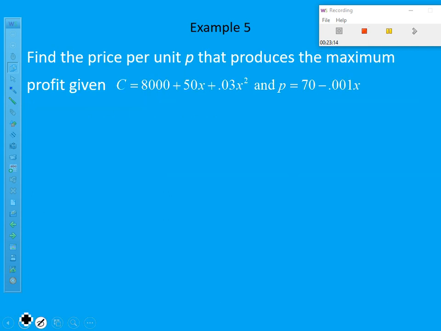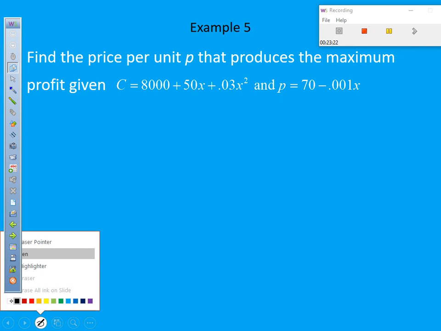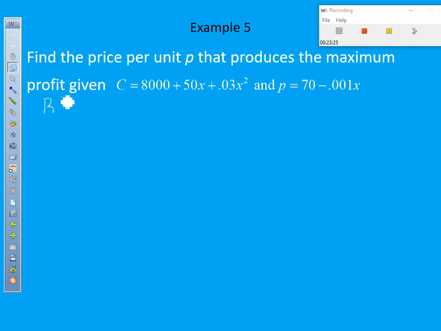Here comes another one just like it. I may not do all the math on it, guys, but just to show you the setup and maybe do it a little quicker. My revenue equation is going to be this price equation times X. So my revenue equation is 70X minus 0.001 X squared. Well, now we're sitting pretty good.